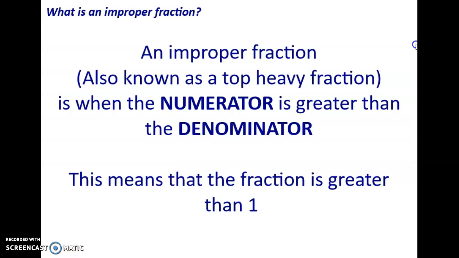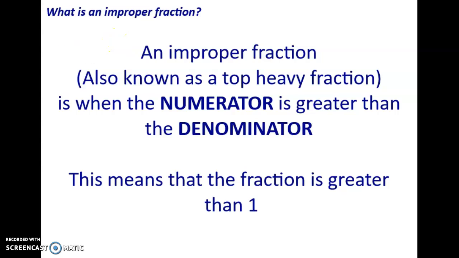Okay, let's have a look if you were correct. An improper fraction is also known as a top-heavy fraction, and it's when the numerator, the number on the top, is greater than the denominator, the number on the bottom. This means that the fraction is greater than 1, or maybe 2, or even more.